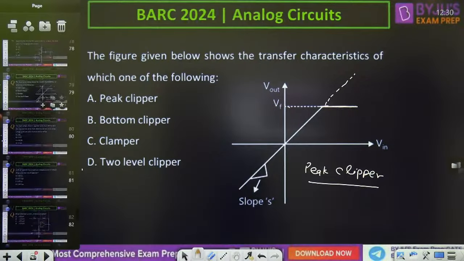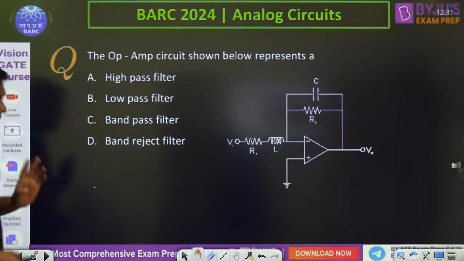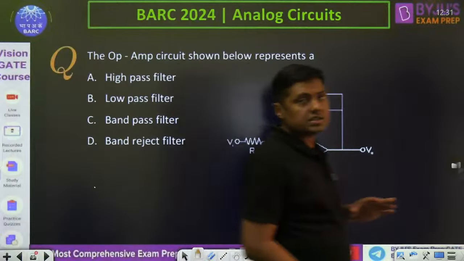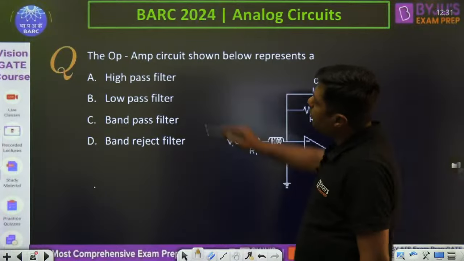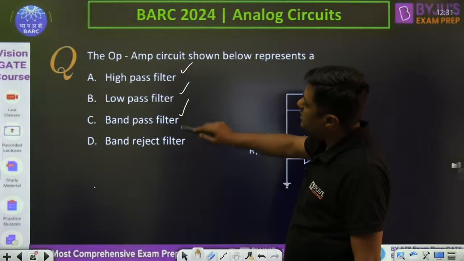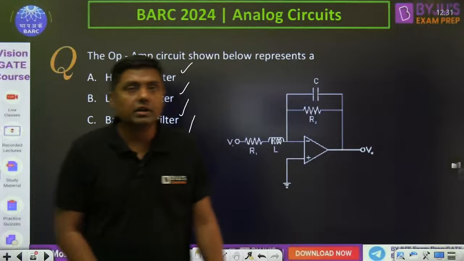So now you must have understood which topics are important. Definitely go through all the filters, all the active filters, standard diagrams. For example, the op-amp circuit shown below represents a high pass filter, low pass filter, band pass filter, or band reject filter. So get the idea about high pass, low pass, band reject, all pass. What are the angles for an all pass filter, and so on.